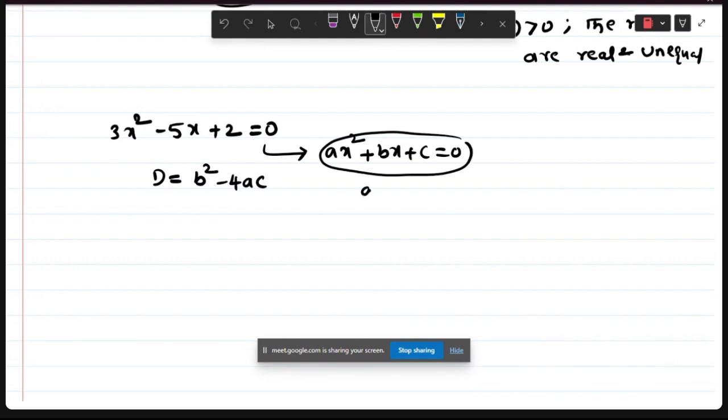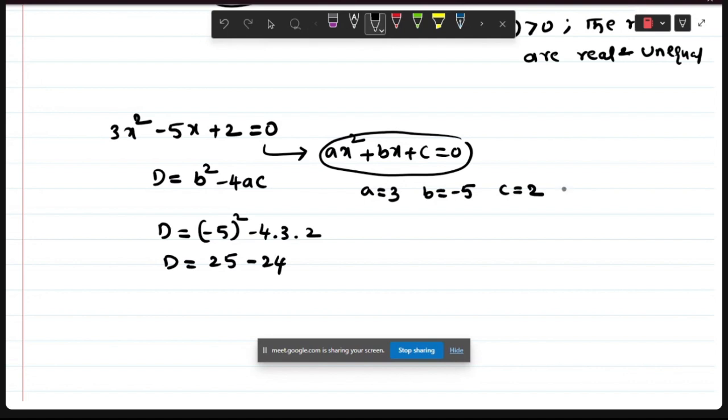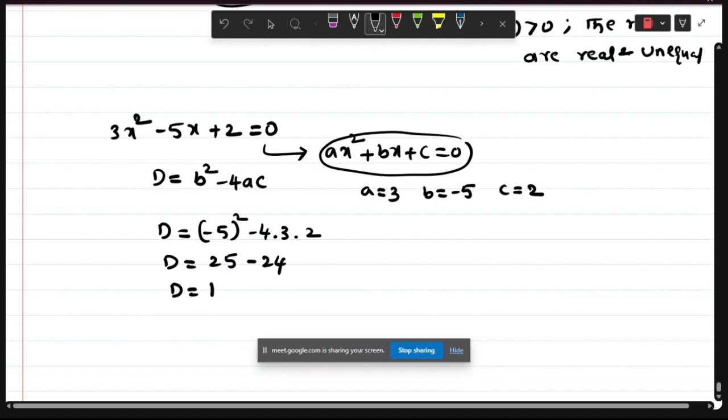What is the a value? a is equal to 3. What is the b value? b is equal to minus 5. What is the c value? c is 2. So D is equal to what? b squared means minus 5 whole squared, minus 4 into a value 3, c value 2. So D is equal to 25 minus 24, D is equal to 1. That means the discriminant is positive, so D is greater than 0.